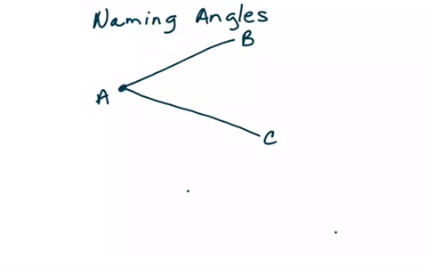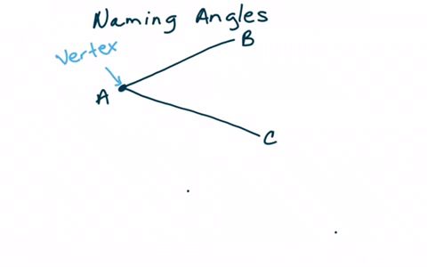I would like to talk to you in this video about how we name angles. The first thing I want to do is talk to you about some of the definitions of the little areas of the angles. So this part right here, the point where the two sides meet, is called the vertex.